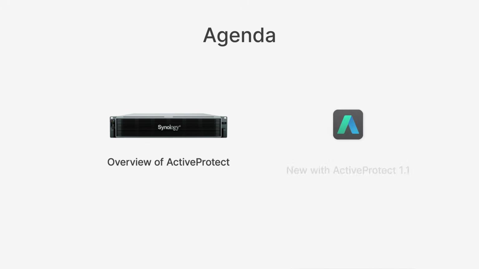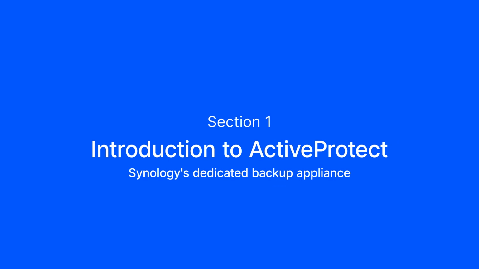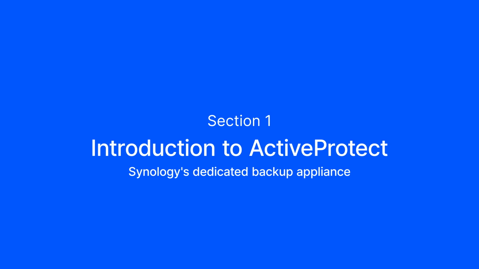We're then going to take a look at what is new with ActiveProtect Manager 1.1, a recent update to the system. There's features like automated protection for VMs using VMware tagging, compliance auditing for Microsoft 365 backups, some enhanced security features we're going to cover, and new features like tiering, allowing you to expand what a single ActiveProtect Manager device can handle by tiering data off to cloud repositories or ActiveProtect vaults and the like.